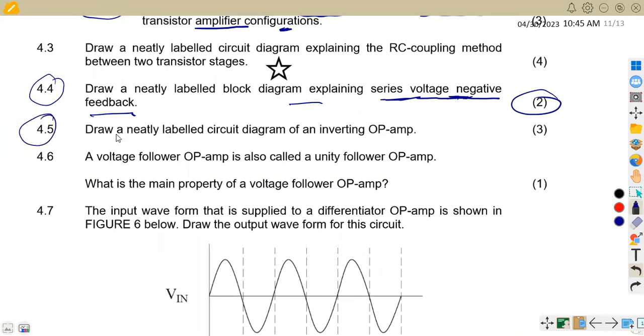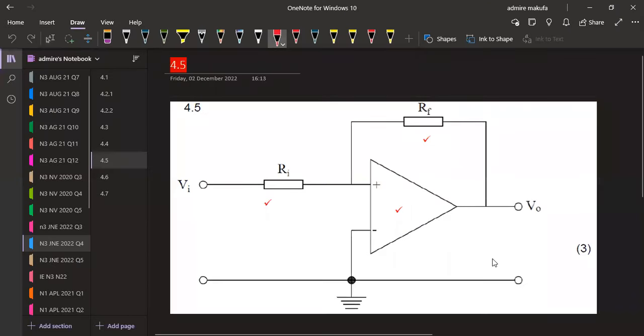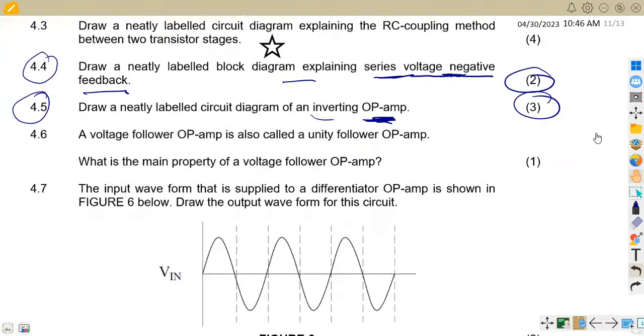All right, so 4.5, draw a neat labeled circuit diagram of an inverting op amp. Also, guys, I gave you this one before, so it's still the same op amp that you had, whereby you're supposed to indicate the input properly and also show the output at the end with the reference that we have, RF, with the positive and negative. Okay, that's it. I do not have much to explain here. You just need to know your diagrams well.